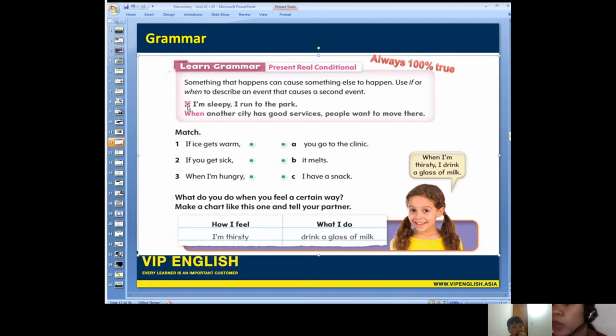Now it's time to do a matching type activity. So here, if ice gets warm, what will happen to the ice? B, melts. Yes, B, it melts.